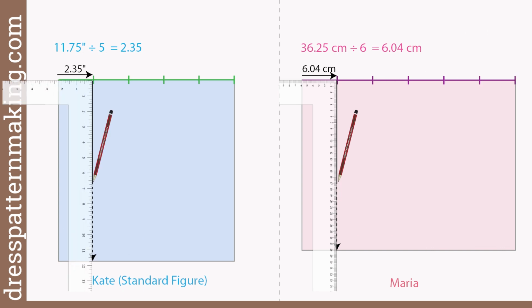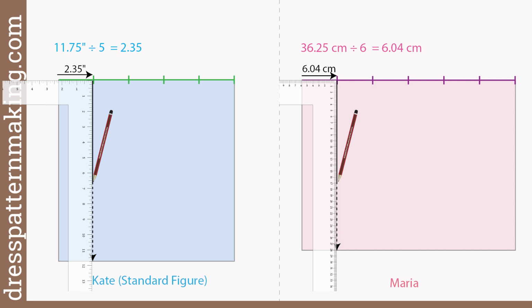Now we have to divide the rectangle width by that number of panels. So for Kate, 11 3/4 inches divided by 5 is 2.35 inches, which is more than 5/16 and less than 3/8. Now I can get that exact measurement on the computer, but the chances are you can't. So the divisions don't have to be perfectly equal. A suggestion is mark them as 2 3/8 and the last panel will be a little smaller. Something like that is fine.